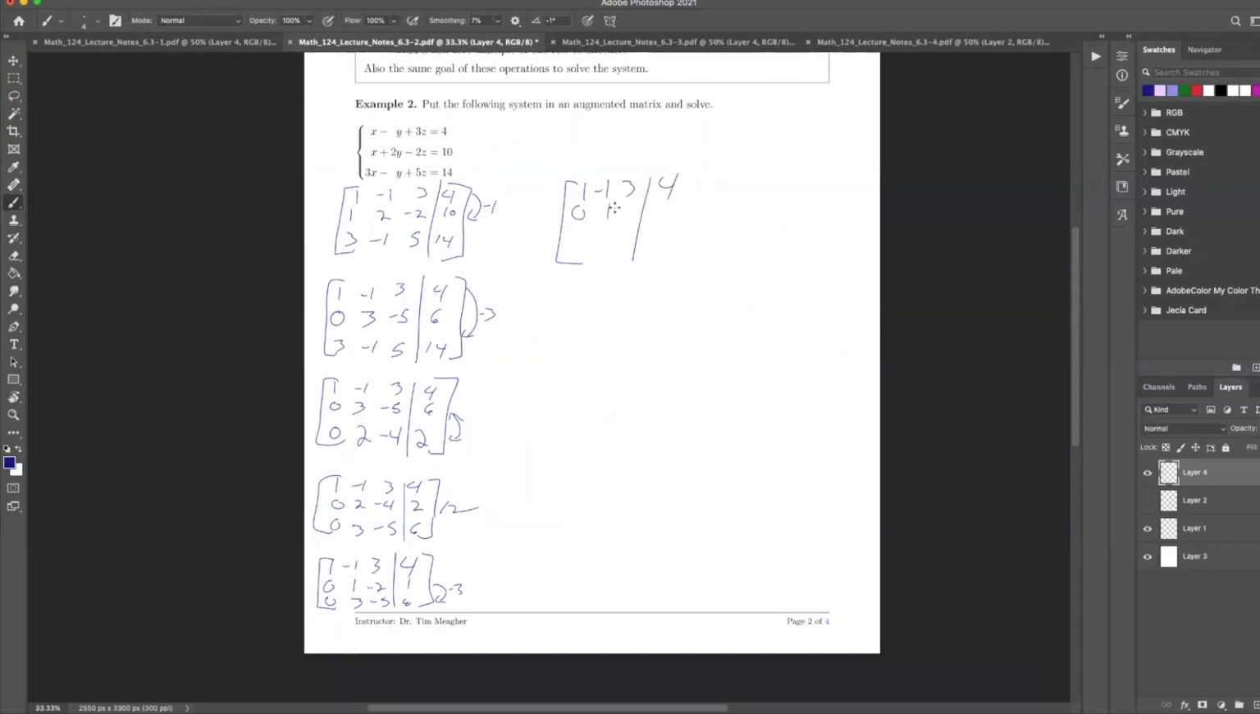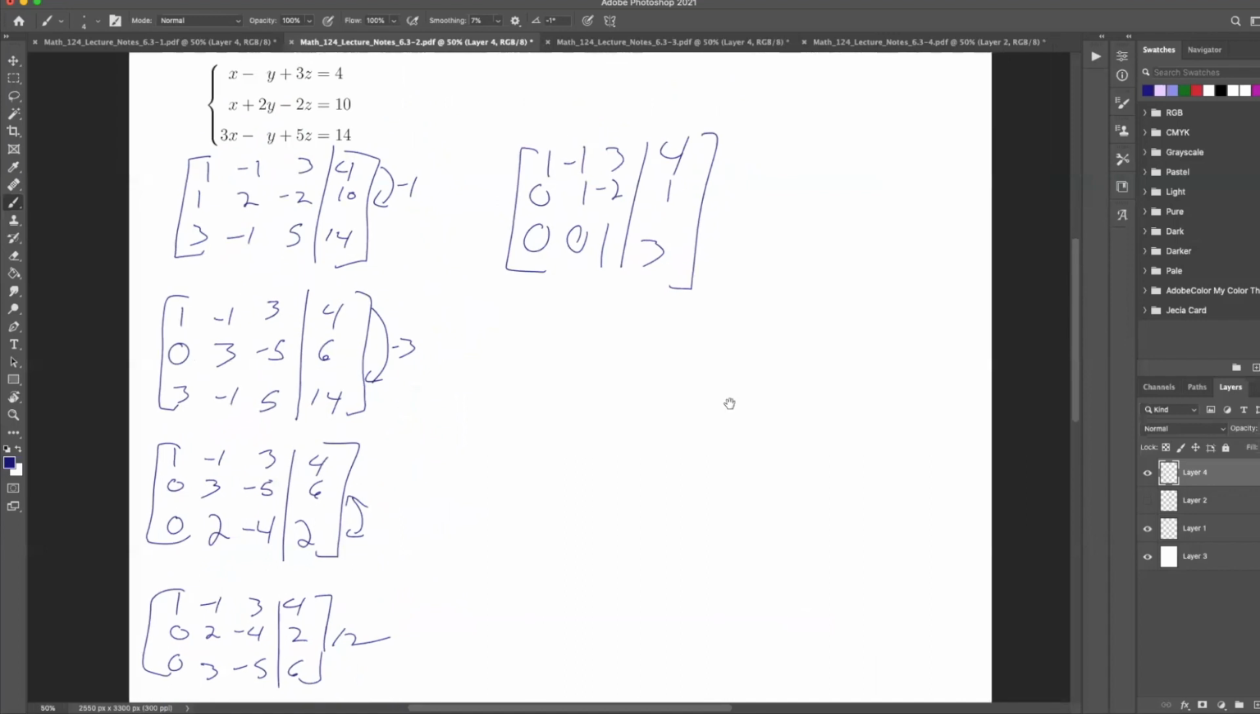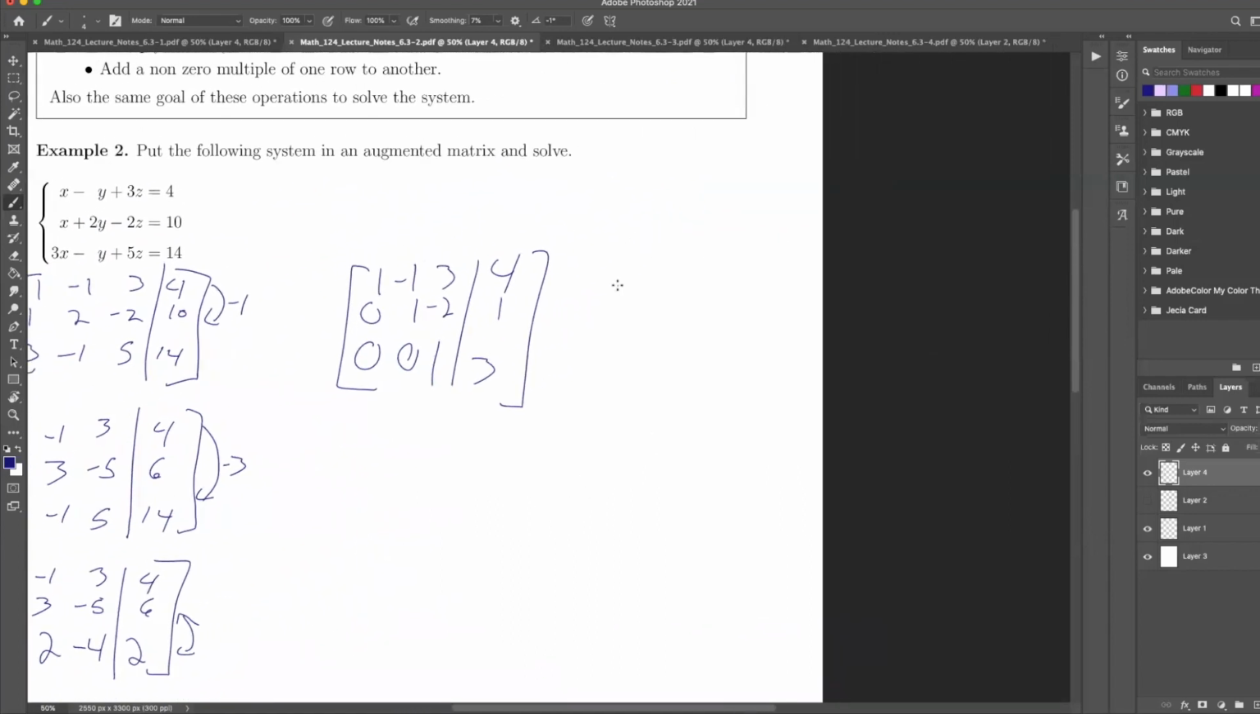0, 1, minus 2, 1. And then we'll have 0 here. So negative 3 times 1 gives me minus 3. Added to 3 gives me 0. Negative 3 times minus 2 gives me positive 6, plus 5 gives me 1. Negative 3 times 1 gives me minus 3. Added to 6 gives me 3. All right. So here, once I have this, technically you can solve this.